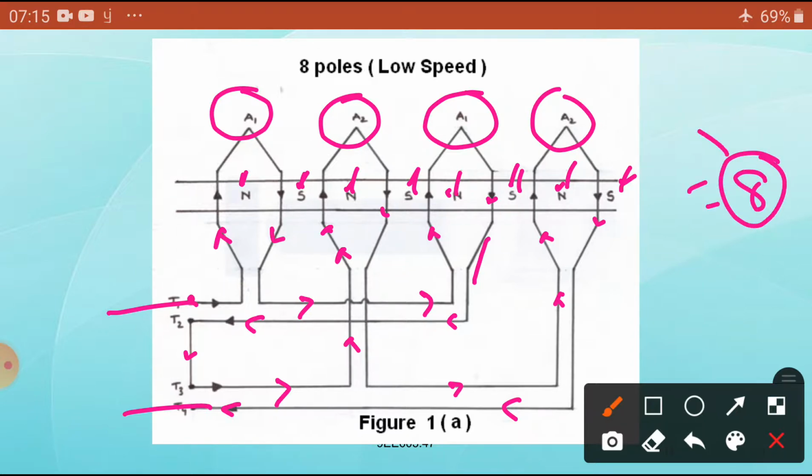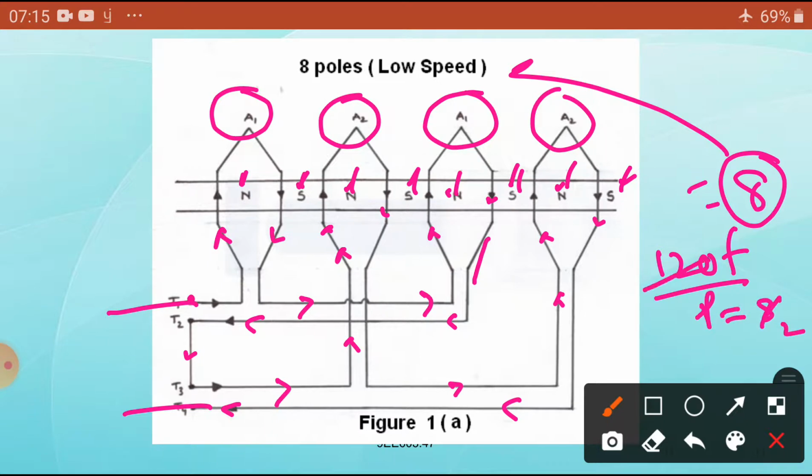The speed becomes the low speed. Ns equals 120 f by P, where P is equal to 8. That is 120 into 50 divided by 8, which gives Ns equal to 750 RPM. Then the rotor speed is less than 750 RPM.